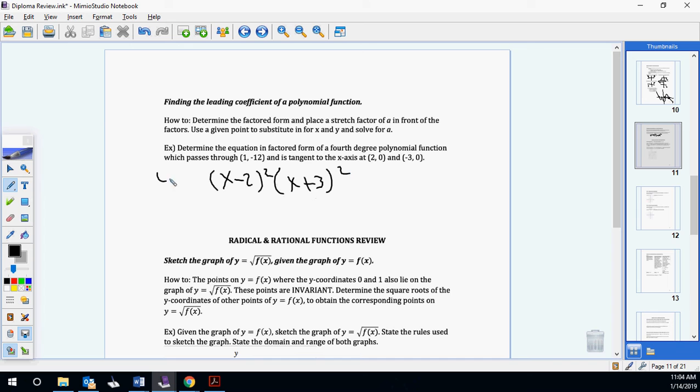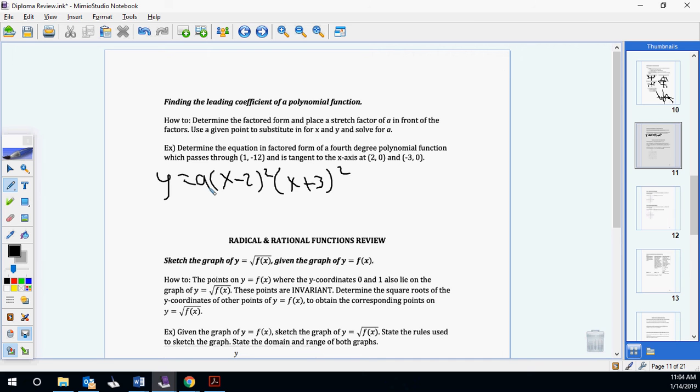So that means that (x minus 2) is squared and (x plus 3) is squared. And so that's all you need, because now you have exactly what it's going to be, except I have to have a constant there to make (1, -12) true. So what you do is plug in the 1 here. We don't know what a is, so we put an a here. We put 1 in for x, and we put negative 12 for y, and then we solve for a.